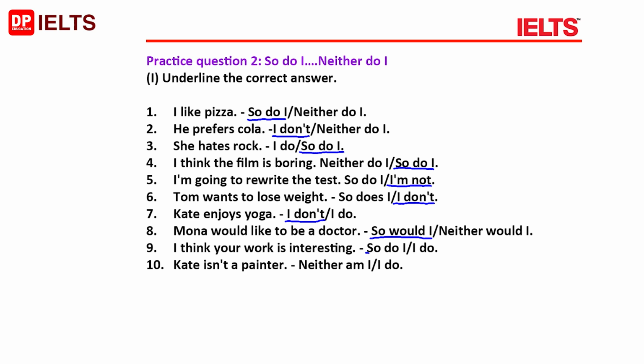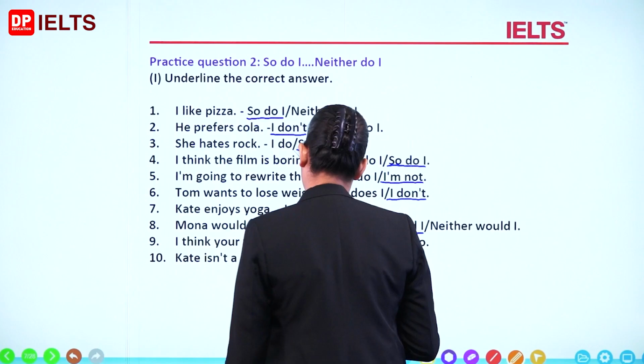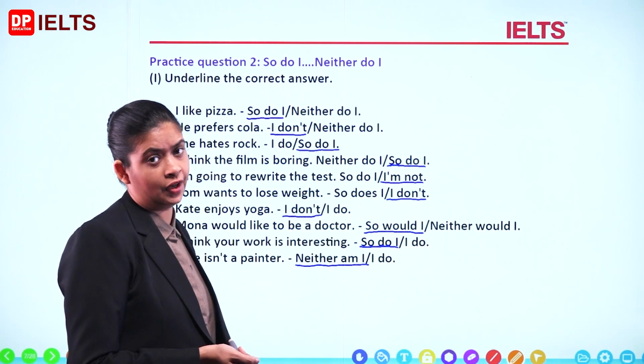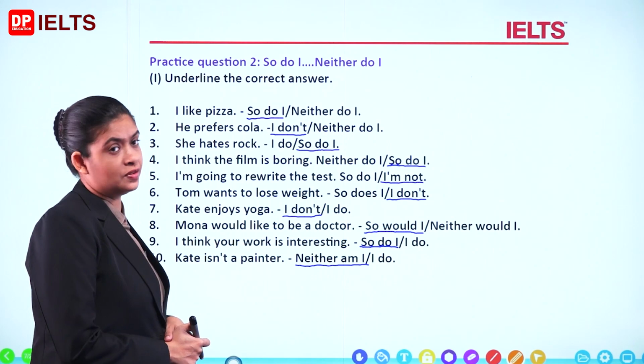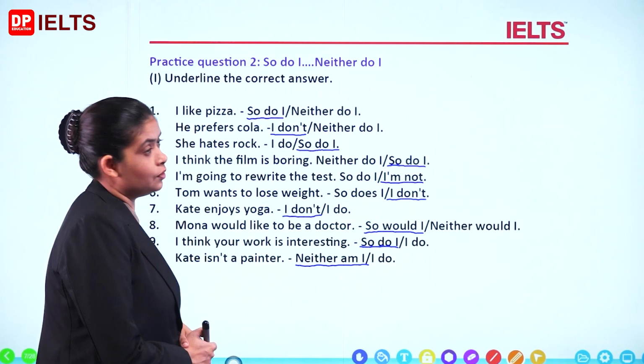Kate isn't a painter. Neither am I. Negative form, neither. Right. So when we look, it's so do I or neither do I. If it's a positive statement we say so do I, and if it's a negative statement we say neither do I. Right? So I like pizza, so do I.